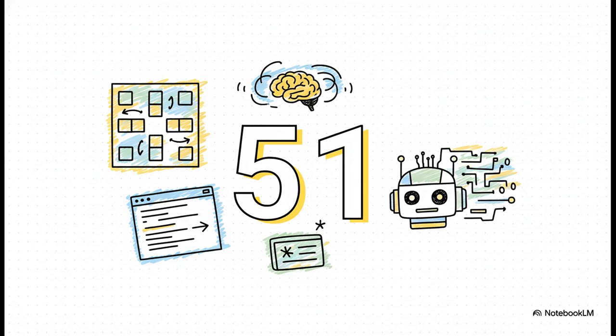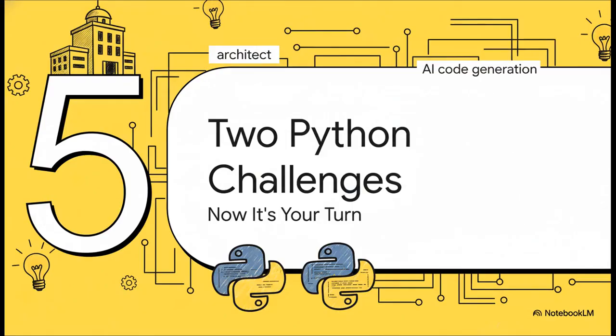Now just stop and think about that for a second. We just played a complete multi-turn game with rules and scoring and a winner, and all of it was generated from a 2-sentence prompt. That is the power we are talking about. Okay, so you've seen what's possible. You've seen the magic. Now, it's your turn to be the architect.